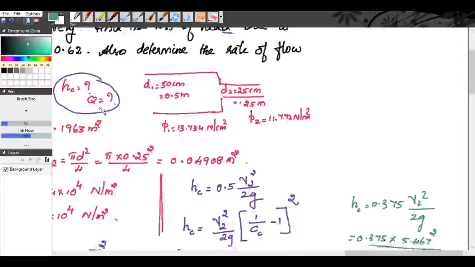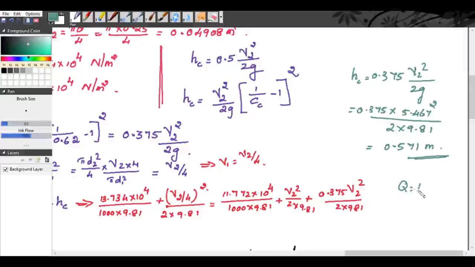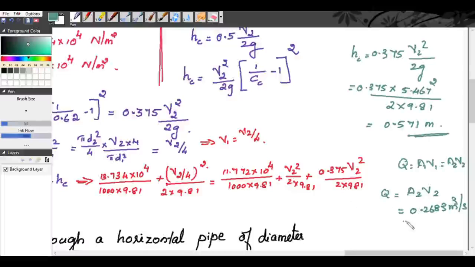Now we have to find the discharge Q. We know discharge Q is equal to A1 V1 or A2 V2. We have already found V2, therefore we use the formula Q is equal to A2 V2. Substituting the values of A2 and V2, we get Q as 0.2683 meter cube per second. In order to get it in liters per second, multiplied by 1000, you get 268.3 liters per second. We will move on to the next problem.